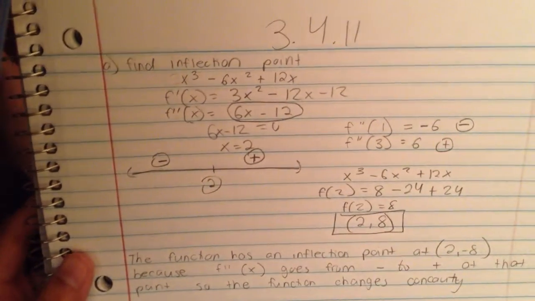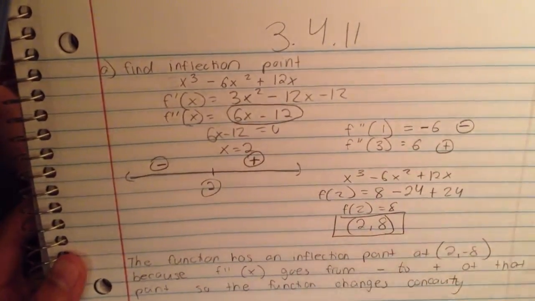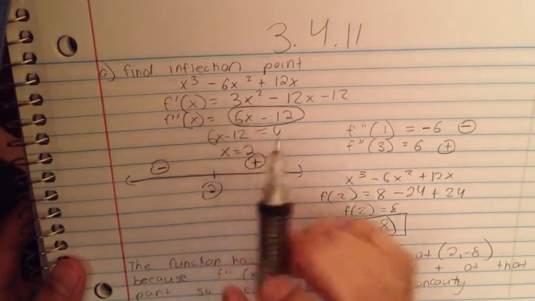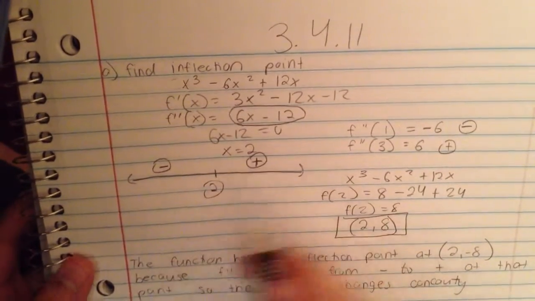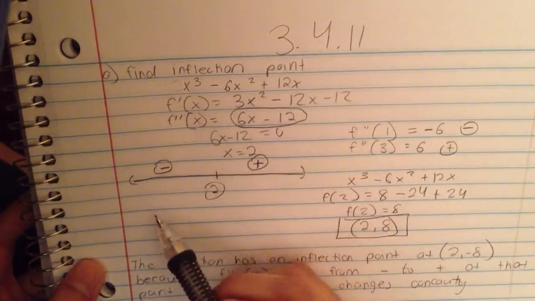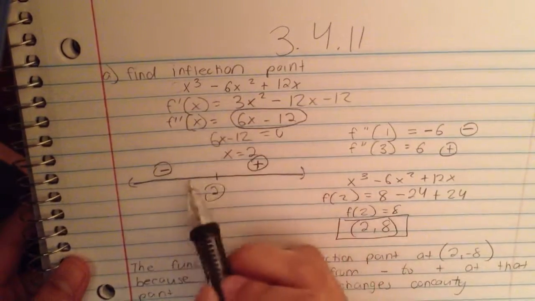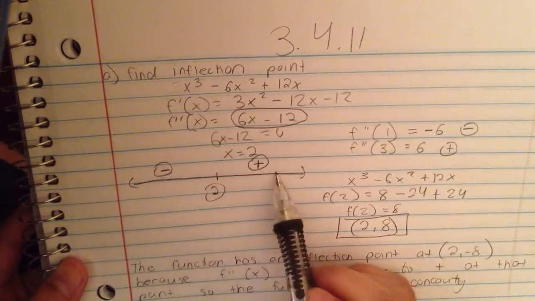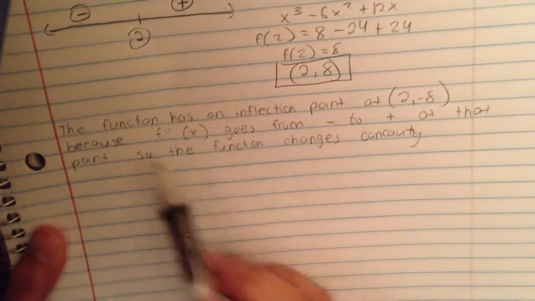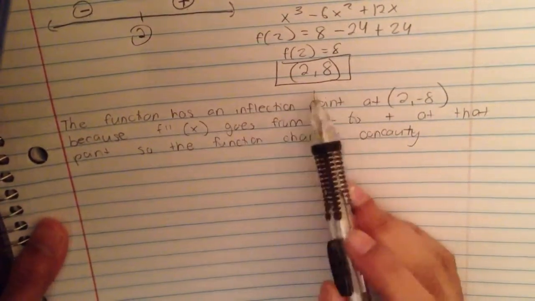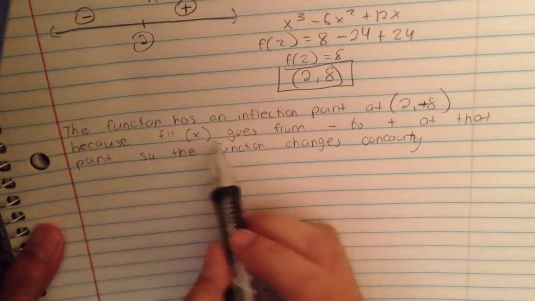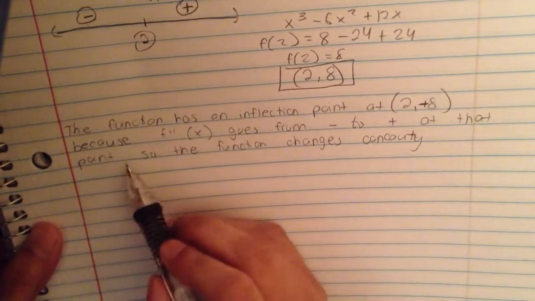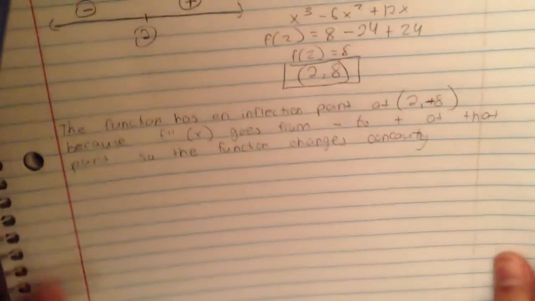And reversing a couple of steps, I know that the function changes concavity because f double prime here goes from negative to positive. I know this is negative. I know the f double prime is negative because it is less than 0. I know that's positive because it's greater than 0 on this interval. So you would write the sentence, the function has an inflection point at 2, 8, because f double prime of x goes from negative to positive at that point. So the function changes concavity.